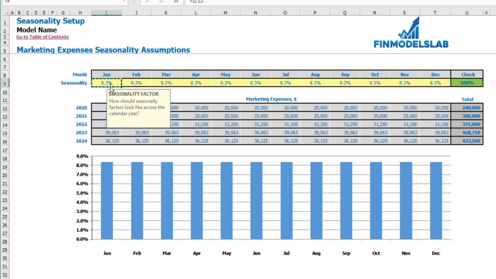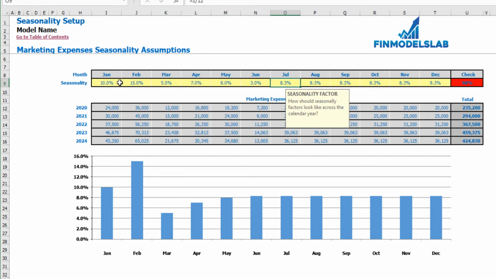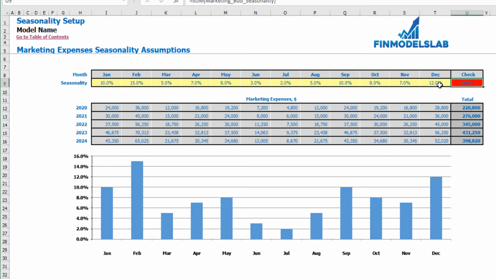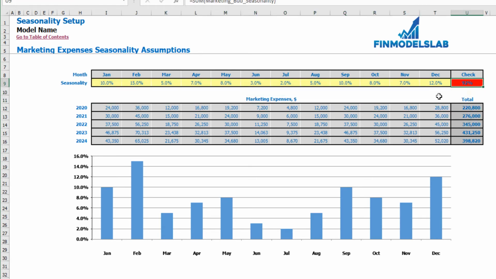But if you need them, you can input some assumptions or allocate 100% of your marketing expenses across the year. For example, 10%, 15, 5, 7, 8, 3, 2, 5, 10, 8, 7, and 12. As you may see, I just set up the seasonality across the months, and I see the red check. That's because the total across the year is not 100%. It should be always 100%, so let's adjust.